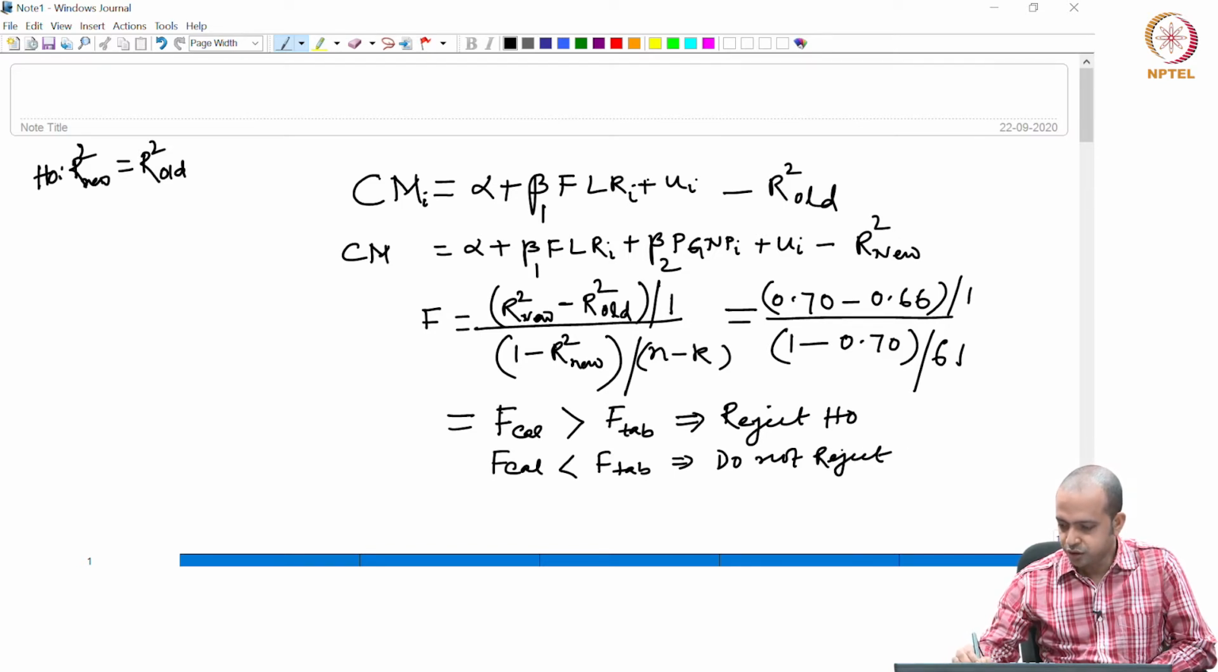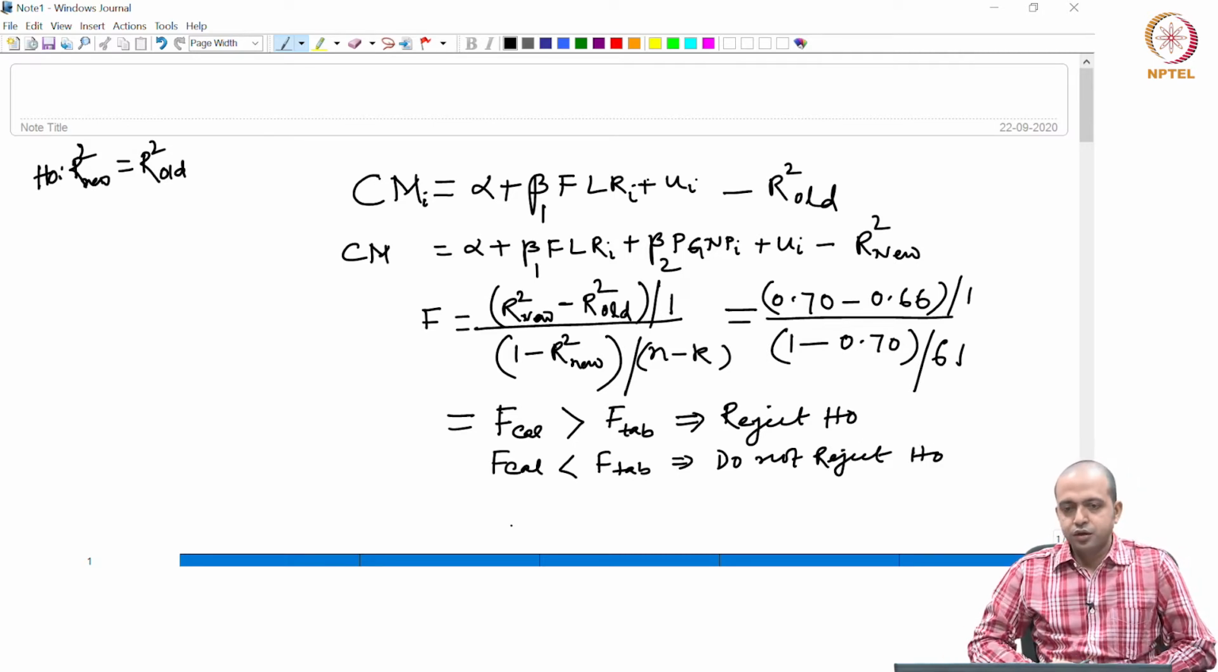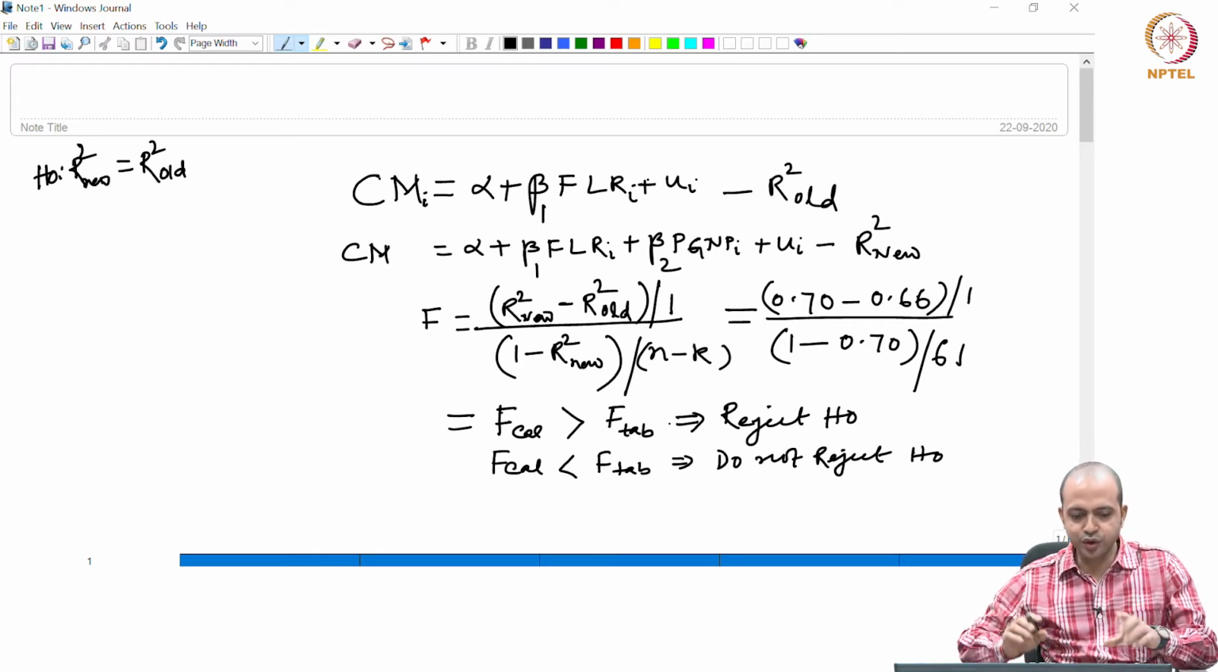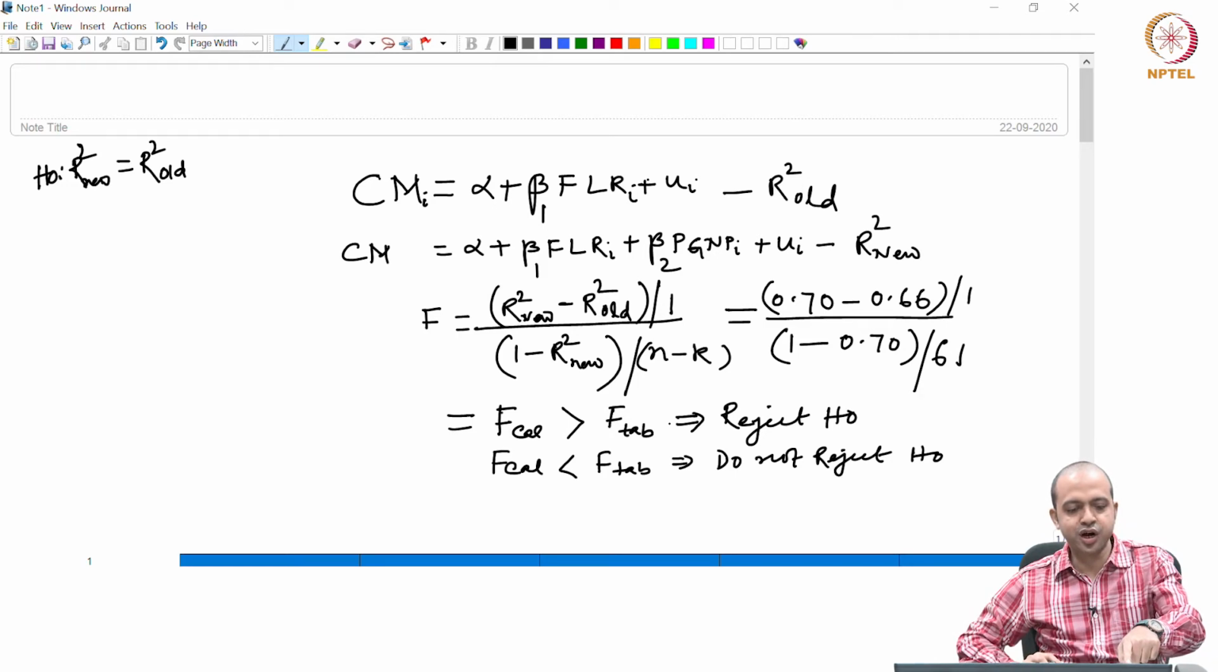Do not reject null, okay. This should be your decision. So, you have to calculate the F value and compare this with the tabulated one. This is how you can test the hypothesis whether R square new equals R square old, okay.